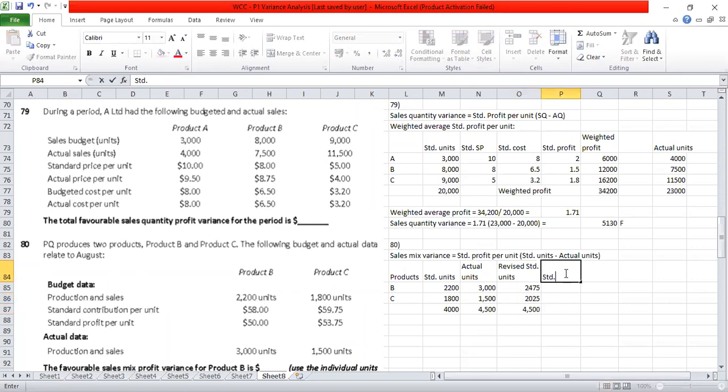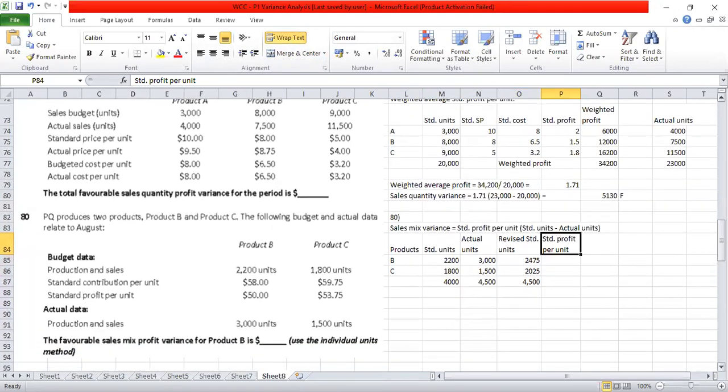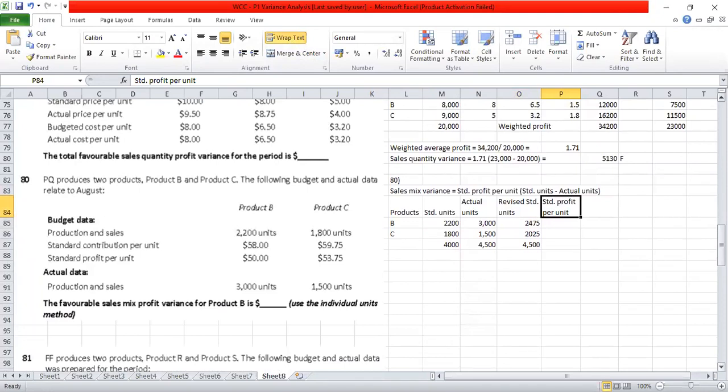Then now write what the standard profit per unit is. Which method are they asking us to use? They are not asking us to use the marginal costing method, but the individual units method. So it is not about marginal costing, it is about full costing. So we take 50 and 53.75. The solution will be the difference between the actual units and the revised standard units applied at the standard profit.